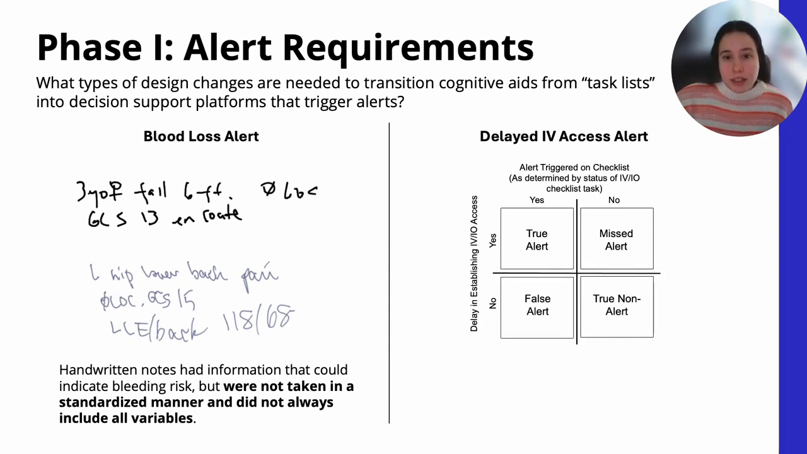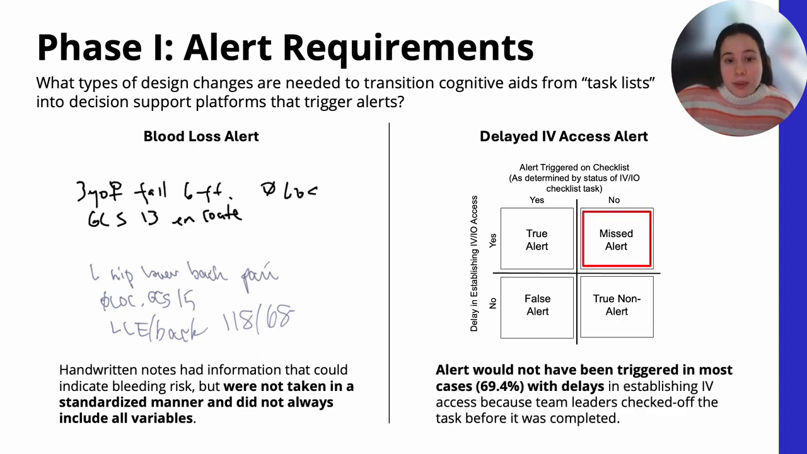We also examined if we could use the task status of the established IV access task on the checklist to determine and send alerts about delays in establishing IV access. We examined 76 past resuscitations, using the presence of delays in establishing IV access in the case, and the status of the IV access checklist task to determine if the case would have a true alert, missed alert, false alert, or true non-alert about delays in establishing IV access.